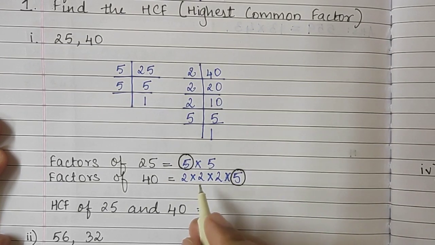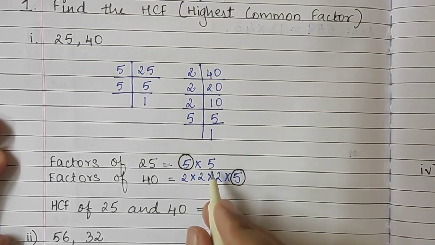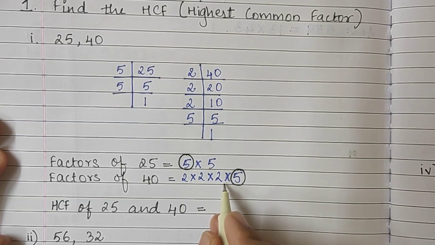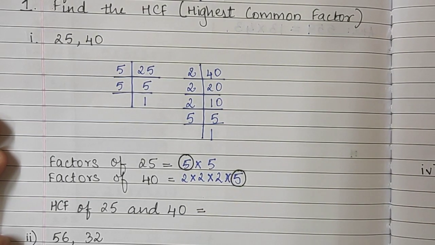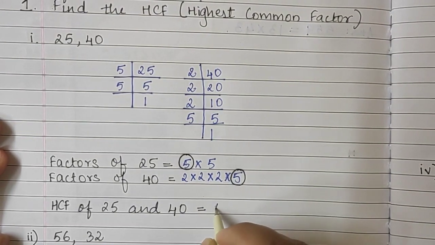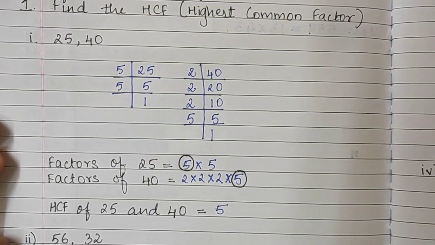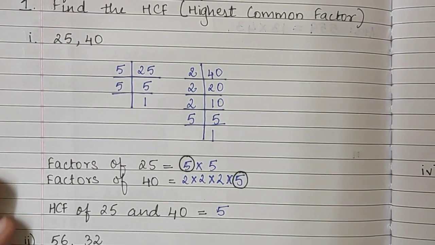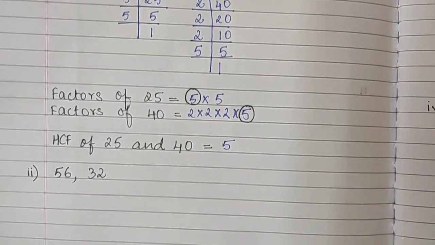Anything else do you find similar here? No, because here it is remaining 5, and here is 2 into 2 into 2. So nothing else is common. Whatever is common, we write it once. So the HCF of 25 and 40 is 5. Moving forward to the next sum.